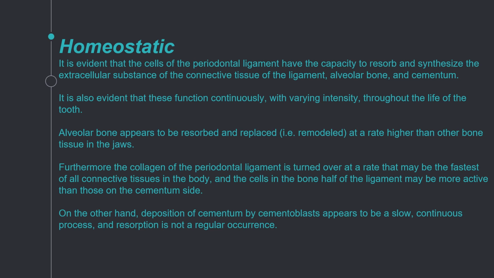The next important function of the periodontal ligament is homeostasis. That is, the periodontal ligament is going to adapt continuously with varying intensity all through life. There should be some amount of formation and some amount of resorption, all happening at a pace in a balanced manner, so as to maintain the physiological width and the functionality of the periodontal ligament.